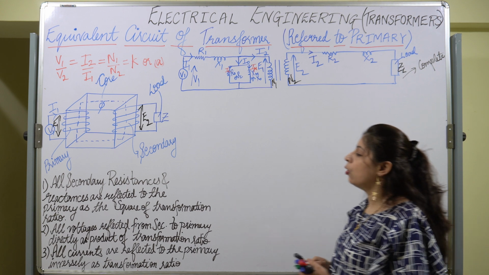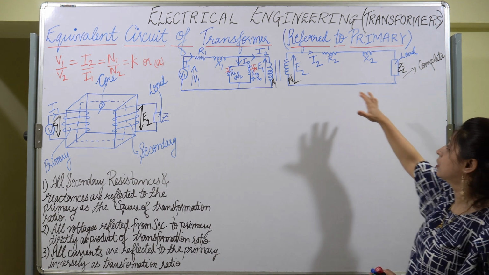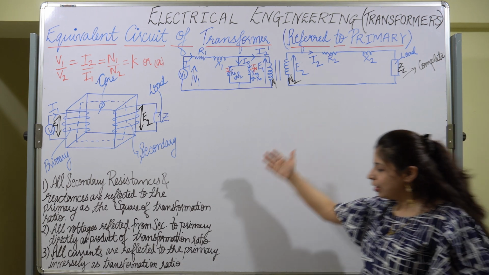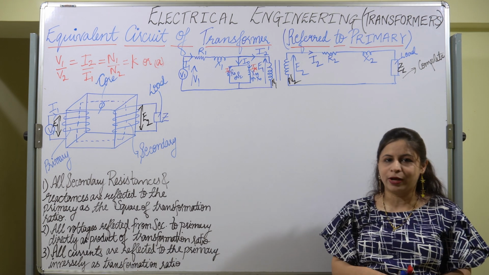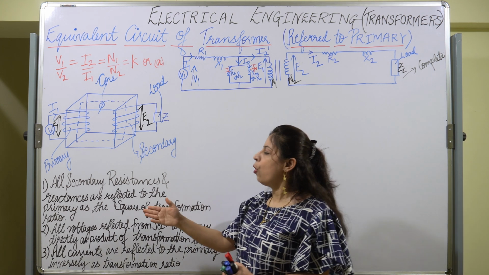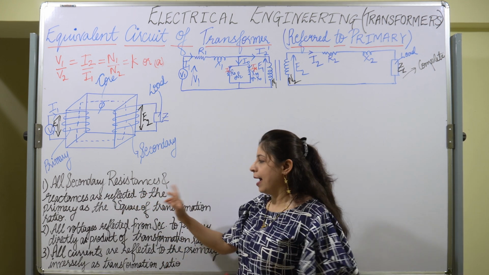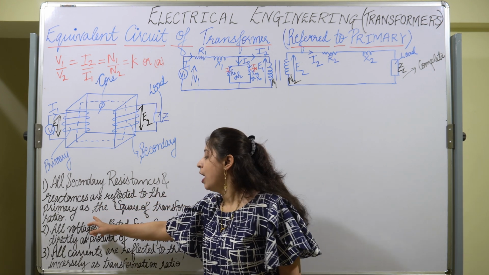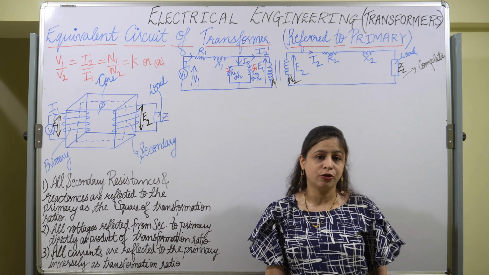Okay, so now when we refer these currents, resistances and impedances, there are three rules that have to be followed, because it depends upon the transformer ratio. All the secondary resistances and reactances are reflected to the primary as the square of the transformation ratio.